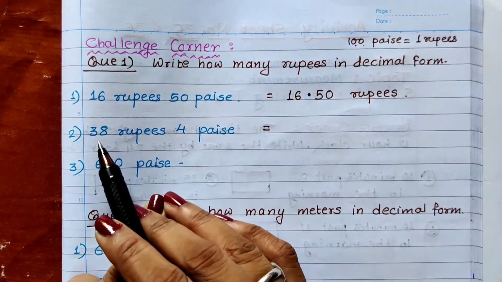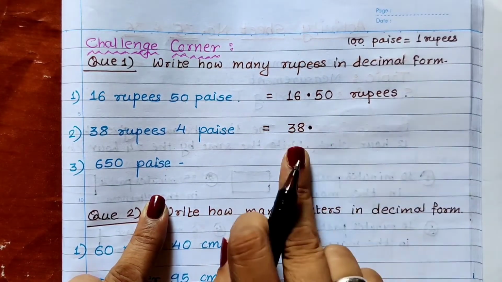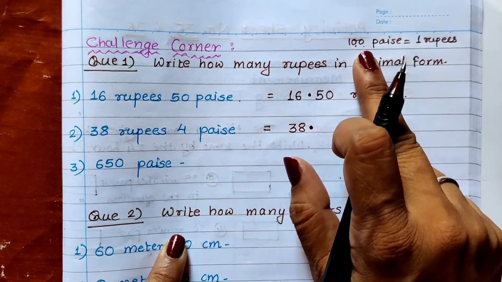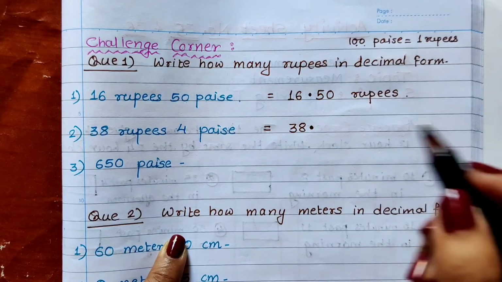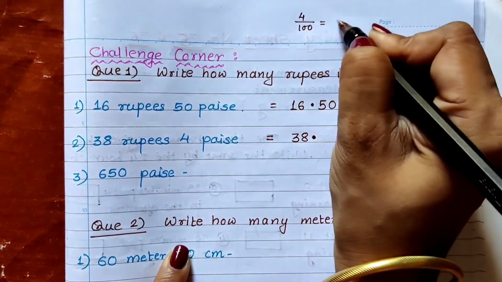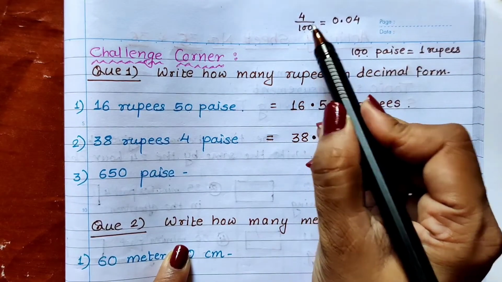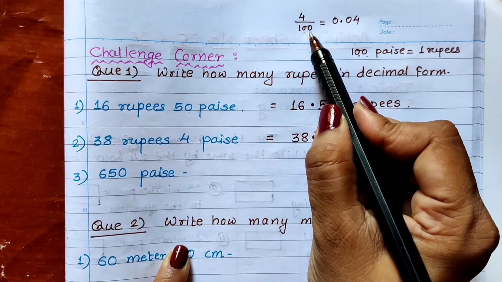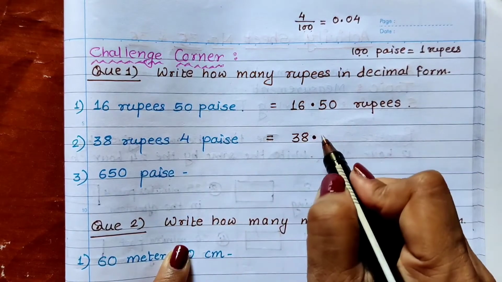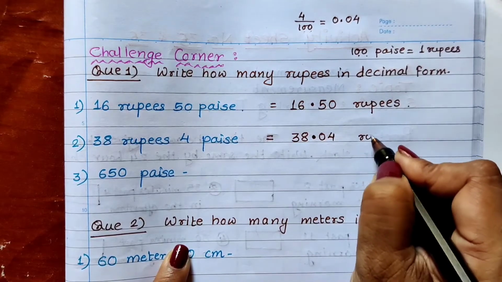Now see here 38 rupees are there, so on the left hand side of decimal point we can write 38. What should be written on the right hand side? We all know how to convert paise into rupees. What we have to do? We have to divide 4 by 100 and the answer will be 0.04. 2 zeros are there in the denominator. That means after decimal point there should be 2 digits. So 4 paise means what? 04. Okay, 0.04 rupees.